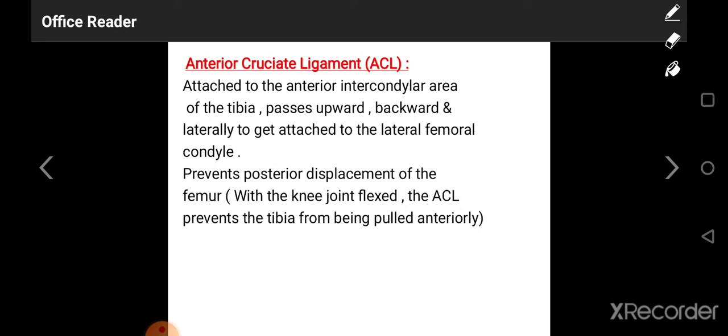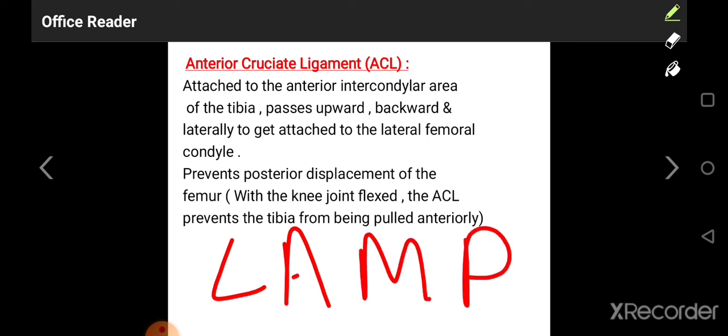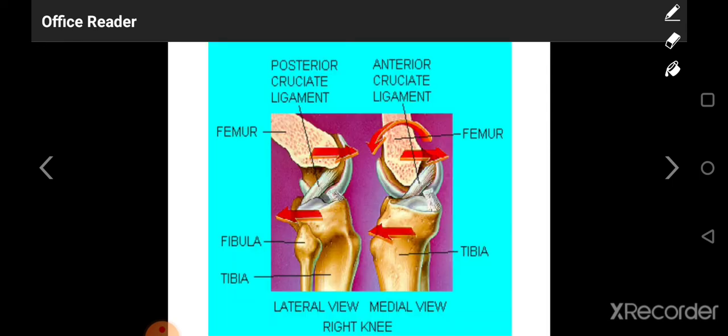And the attachment can be learned by this mnemonic, that is LAMP. Lamp means on the lateral condyle of femur we have attachment of anterior cruciate ligament. On the medial condyle of femur we have attachment of posterior cruciate ligament. And the action is opposite. In relation to femur, the anterior cruciate ligament prevents the posterior displacement of femur. So here we can see the anterior cruciate ligament prevents the posterior displacement of femur.